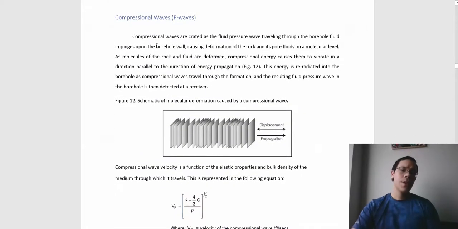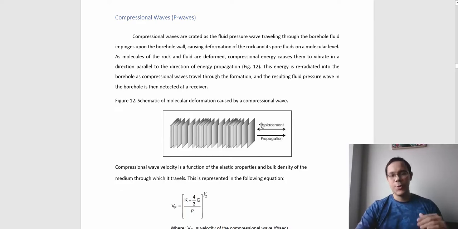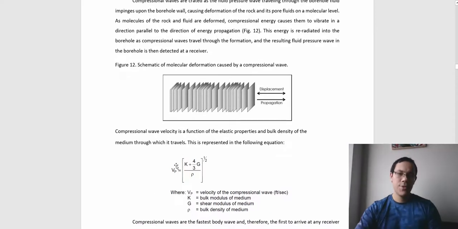And here is an example of a compressional wave. They look like this; their displacement and their propagation go in the same direction. This is the formula to calculate the velocity of the compressional wave.